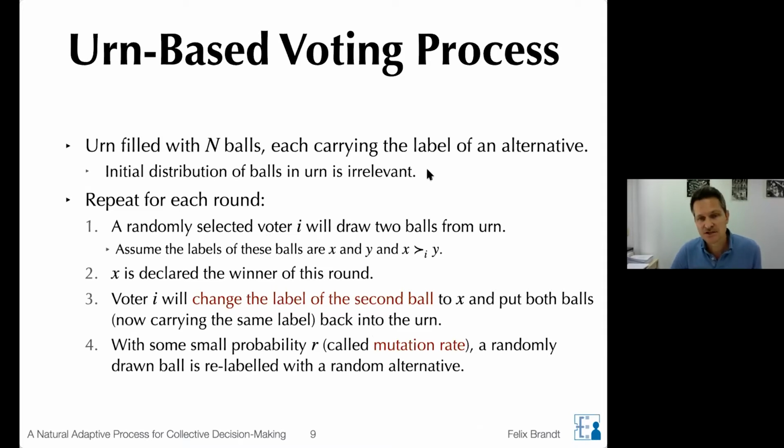So for instance, we could start this process by having each voter put one ball of her choice into the urn. Then in each round, a randomly selected voter will draw two balls. If these balls are X and Y, and this voter prefers X to Y, X is the winner of the round. And the losing ball Y will be relabeled with X. And then both of these balls, which are now labeled X, are put back into the urn.